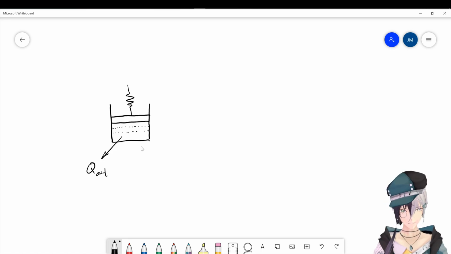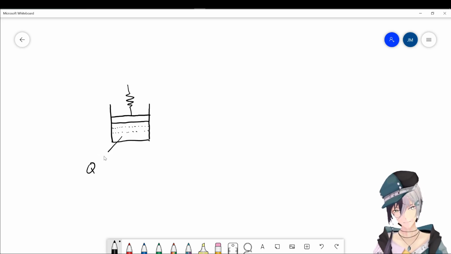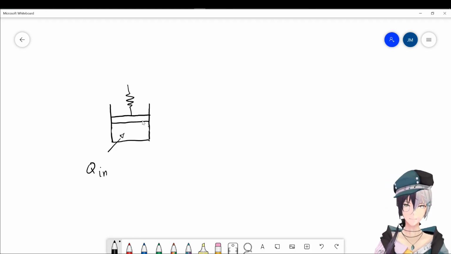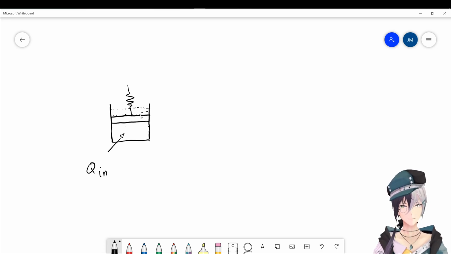Let's say instead of heat coming out, heat energy is going in. In that case, so as to maintain pressure, the piston will now move up. The new position of the piston will be over here, and that is to maintain the pressure in the system.